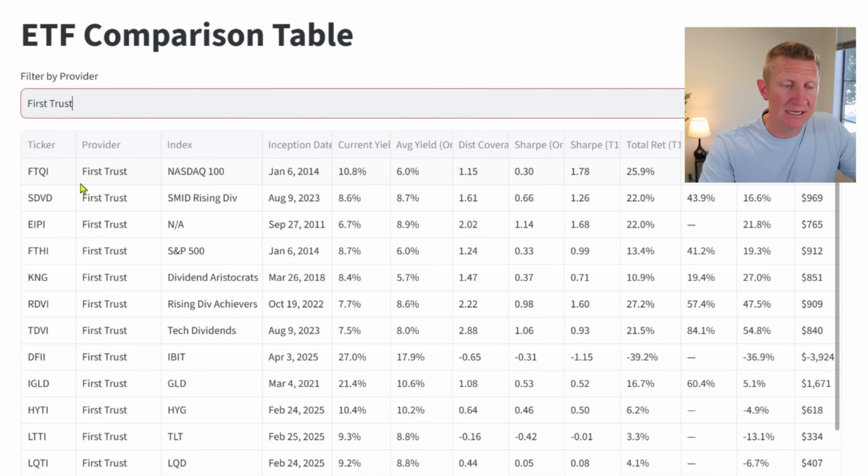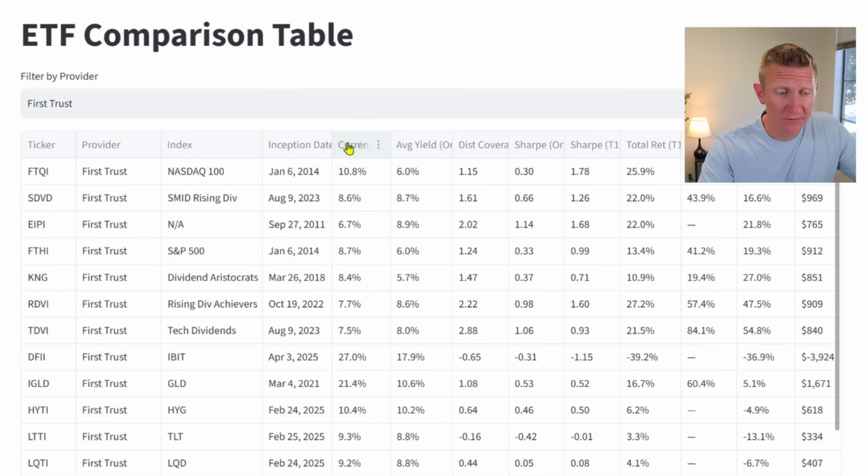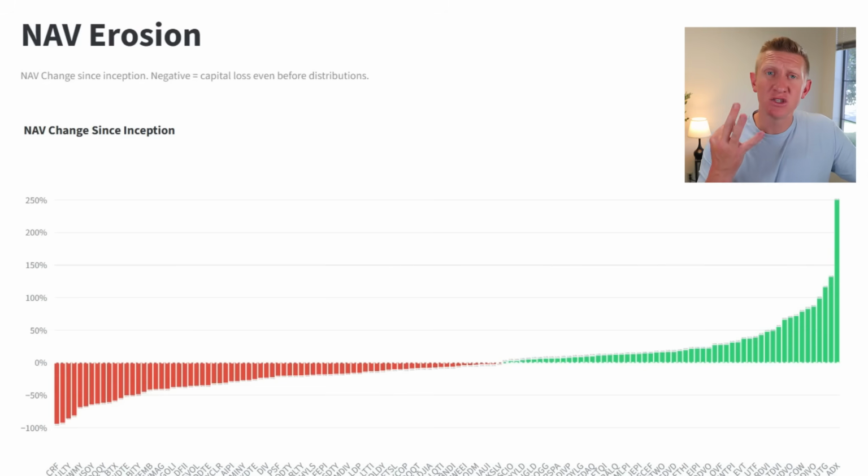You can take a look here and see, well, I want to look at all the First Trust funds and see which ones have the highest yields, right? Great, you can do that right there. I want to focus on 3 additional things here, in addition to you being able to play around with this dashboard yourself if you have access.